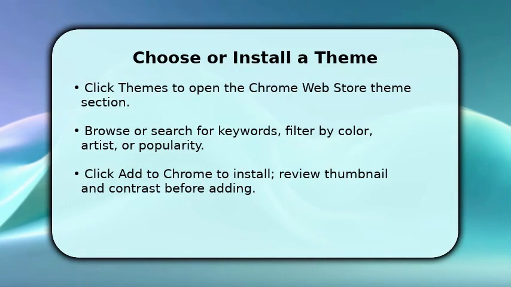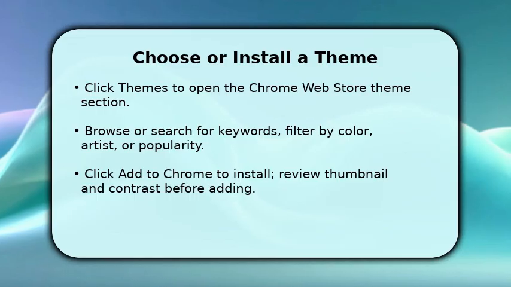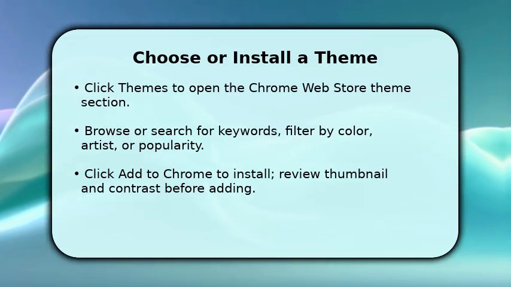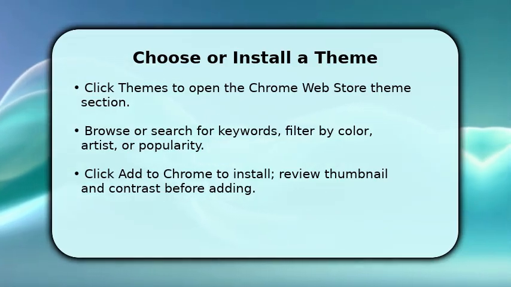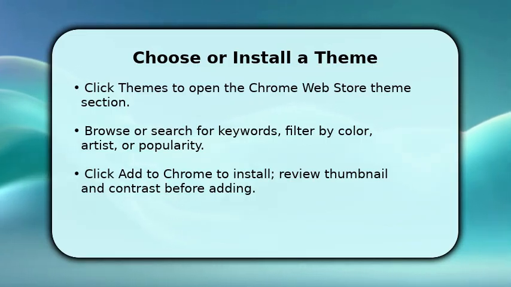You now pick a theme from the Chrome Web Store. This is where choices matter. Click Themes under Appearance, type a keyword or browse curated collections, and use thumbnails to check how tabs and new tab pages will look. Once you find one you like, click Add to Chrome to install.